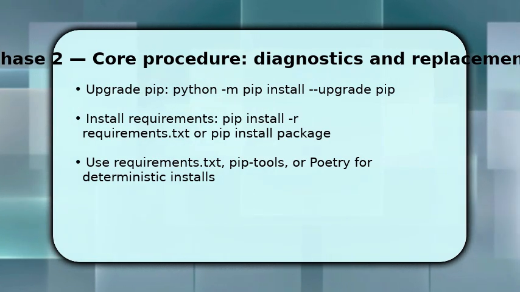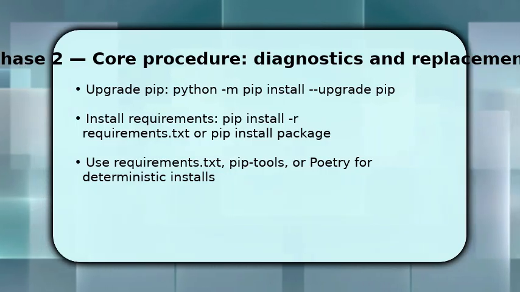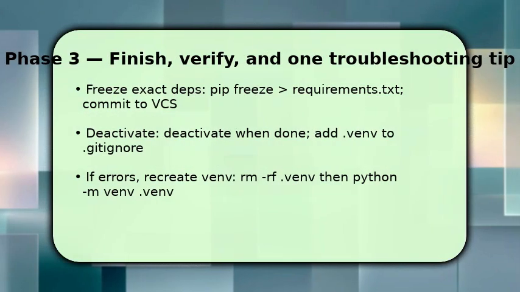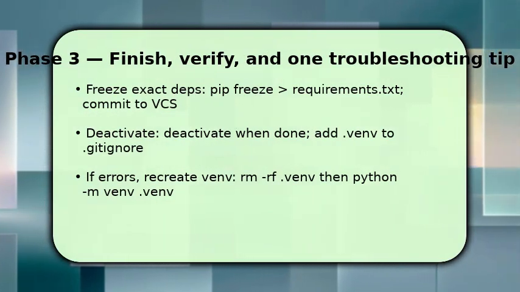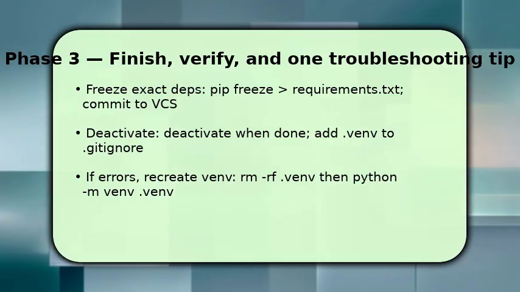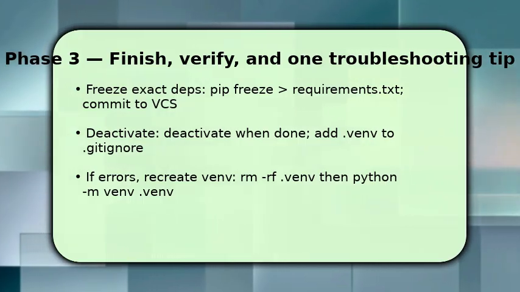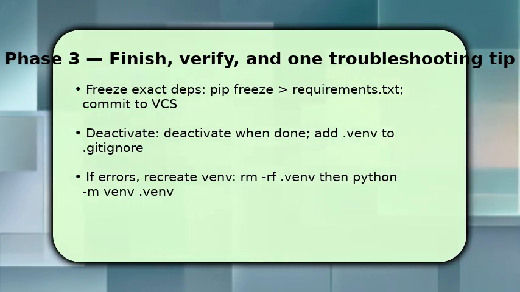Make sure to run tests after installs to verify compatibility and catch import errors early. Finish by freezing your dependency set with pip freeze > requirements.txt and commit that file to version control. Deactivate the environment with deactivate when you stop working, and ensure venv is listed in .gitignore so it isn't tracked.